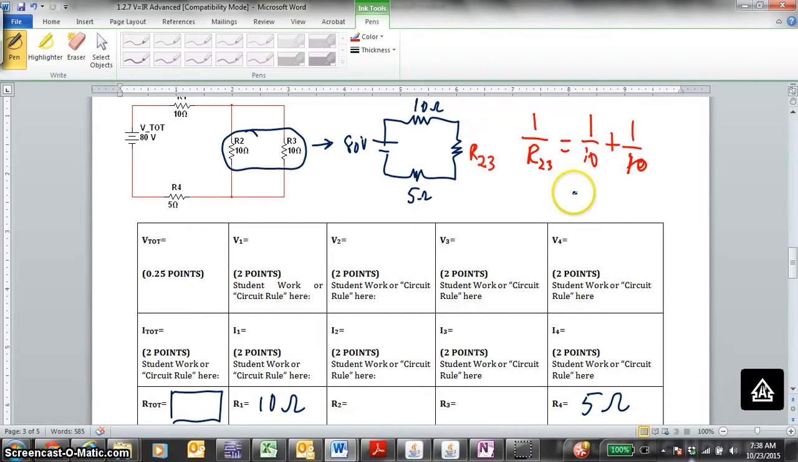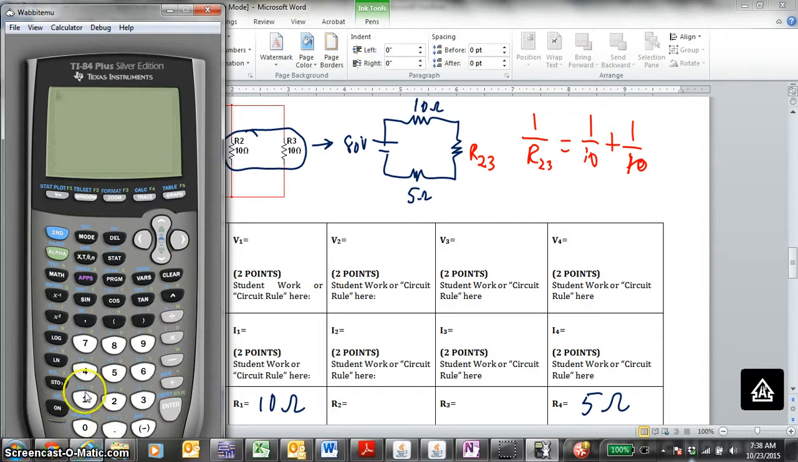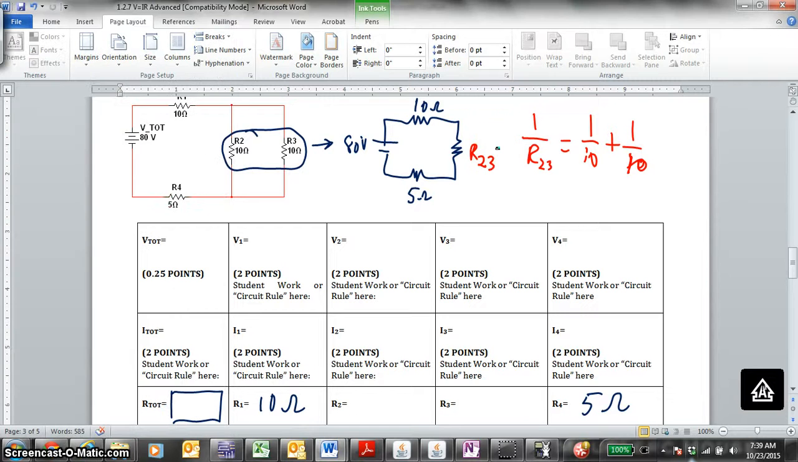R23. Lucas, teach you how to use your calculator again. So 1 over 10 plus 1 over 10. These two 10 ohm resistors are in parallel. The equivalent resistance is not 0.2, it is 1 divided by 0.2. 5 ohms. So this essentially is one resistor that is 5 ohms. R23 equals 5 ohms from this equation here.